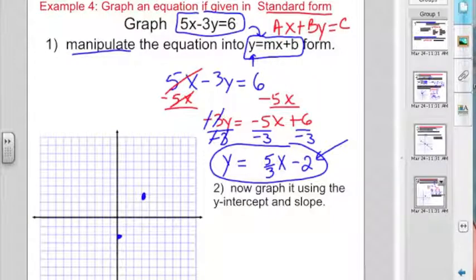And now there's my 2 good coordinates. The slope was up 5 over 3. It's a positive slope, so my line goes in this direction. So visually, real quickly, you know that that is the correct answer.